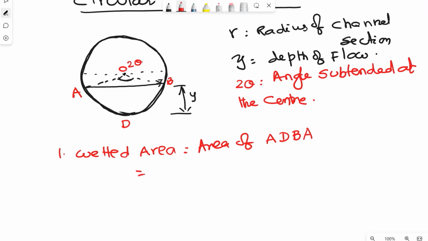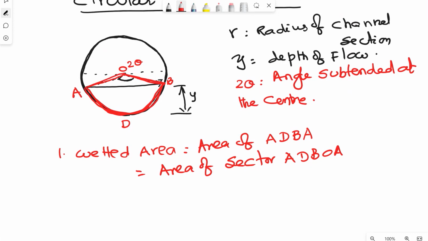How will we get this area? It is the area of the sector ADBOA, which is the total, minus the area of triangle OAB. So there are two things here. One is the sector. Let us see how to go about it first.